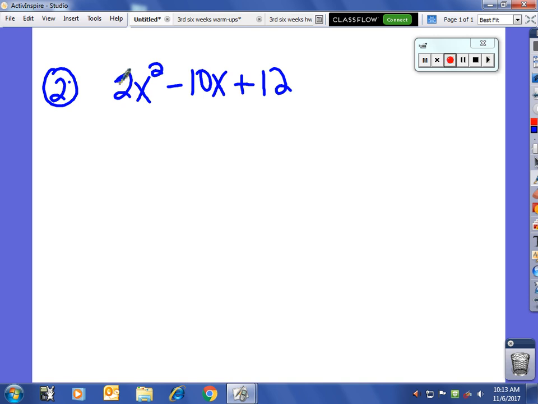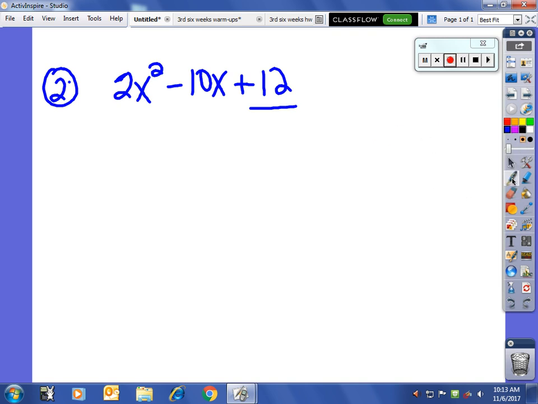You don't start with the middle number. This is what I would do. First of all, I would think about my signs. What do I know about my signs on this problem? They're not negative positive. How do I know they're not negative positive? If the last one's positive, then your only choices are minus minus or plus plus.